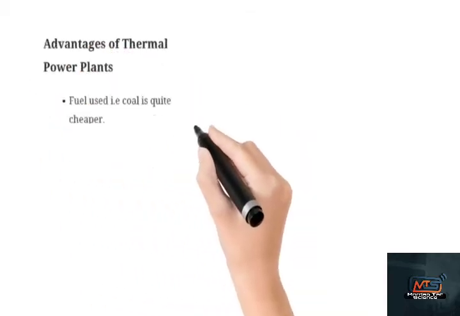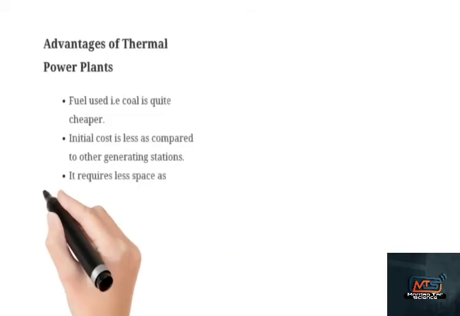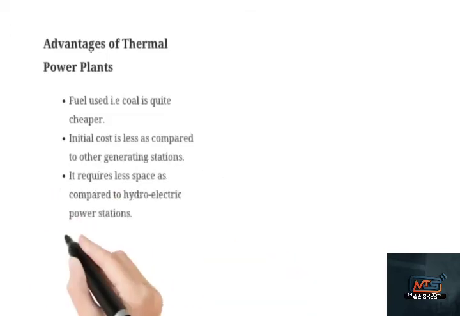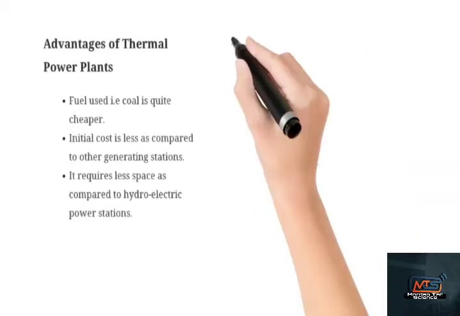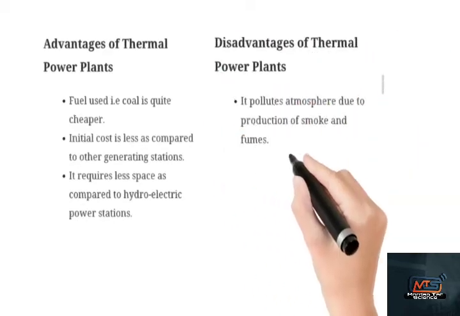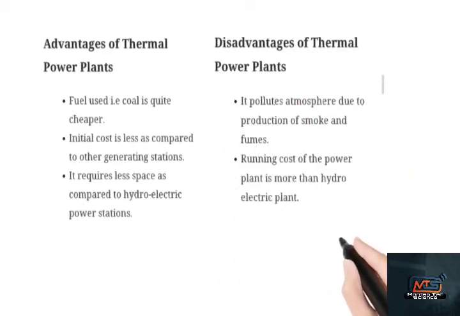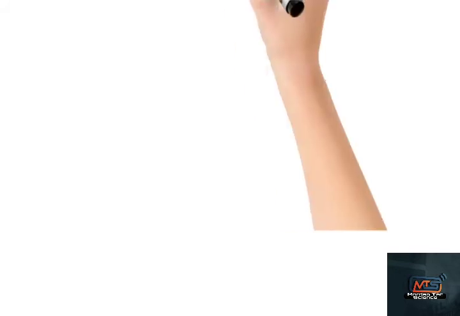First, the advantages of a thermal power plant. The fuel used, that is coal, is quite cheap. Initial cost is less as compared to other generating stations. It requires less space as compared to a hydroelectric power plant. Then we have the disadvantages of a thermal power plant. It pollutes the atmosphere due to production of smoke and fumes. The running cost of the power plant is more than that of a hydroelectric plant.